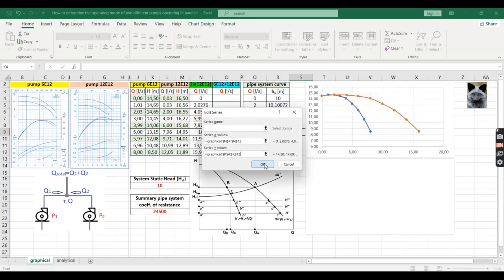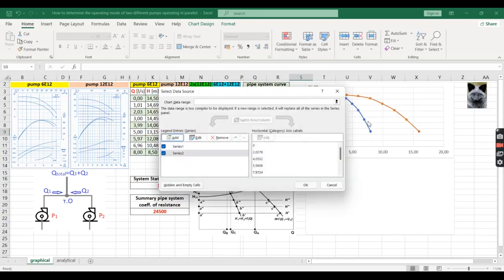So now we have both these two curves: the blue line, which is related to the individual operation of the pump 6E12, and the orange one concerning the parallel operation of the two identical pumps.